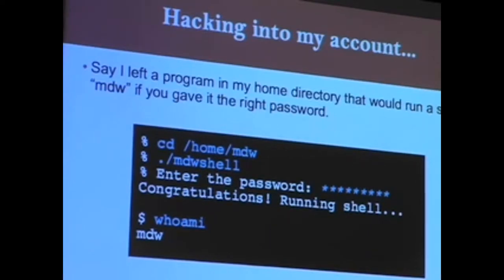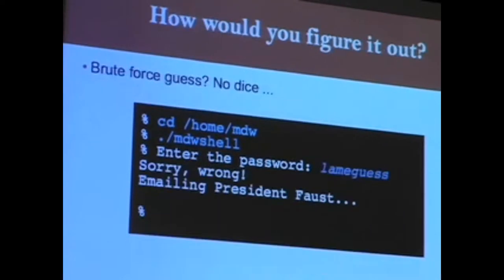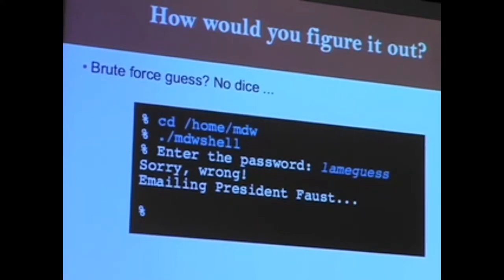How would I do it? I need to look at the binary. I could guess every possible password, but I've made the program a little more clever. So every time you guess wrong, it emails me and says that you guessed wrong. So don't do that. So I only have one try to get this right. So I want to look at the binary and figure out what the password is. Does that make sense? Yes?